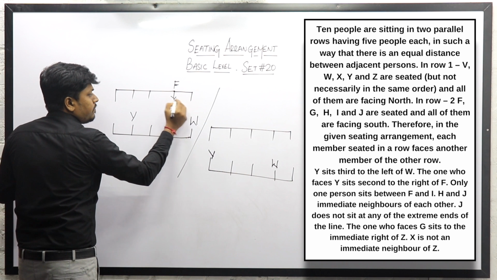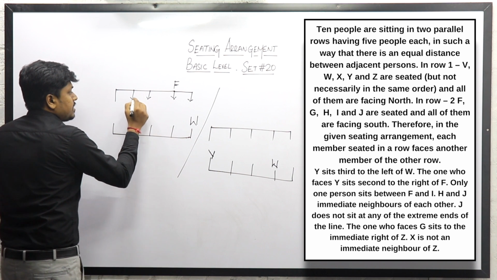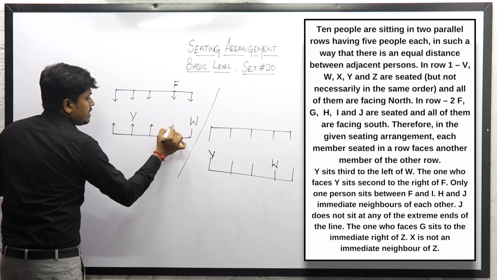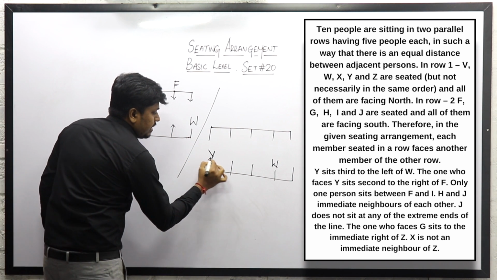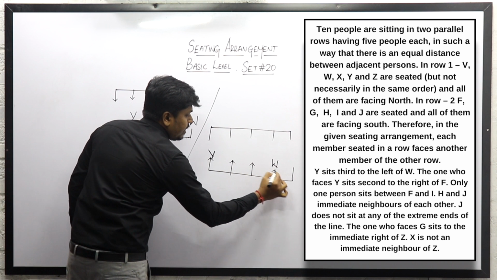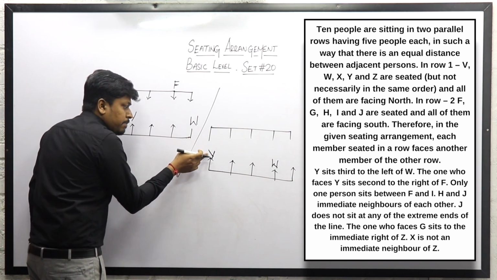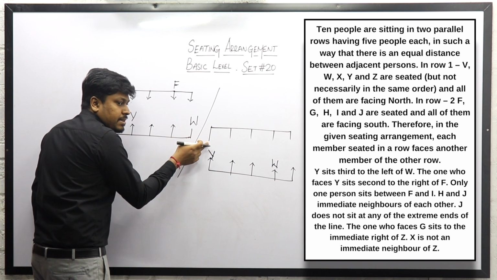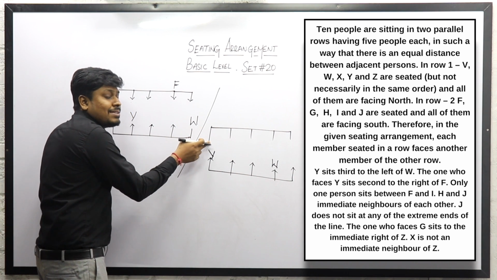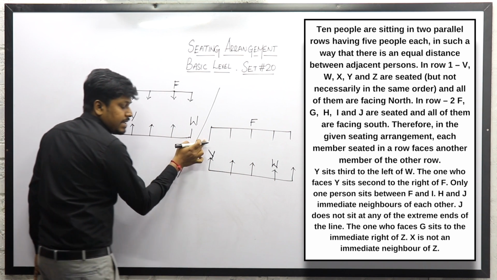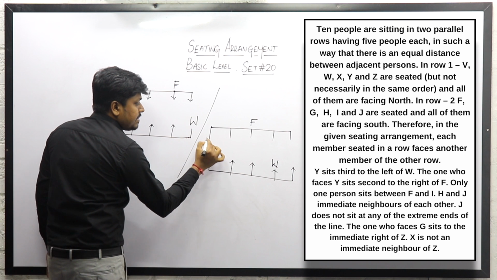So I can put an arrow mark like this, right? The people sitting in this row number 2 are facing south, and these persons are facing north. Similarly, the person who is facing Y is sitting second to right of F. So in this possible diagram, the person who is facing Y will be this person, and this person is sitting to the second right of F. So I should fix F here. F right hand side at a second place, and this person is facing Y.